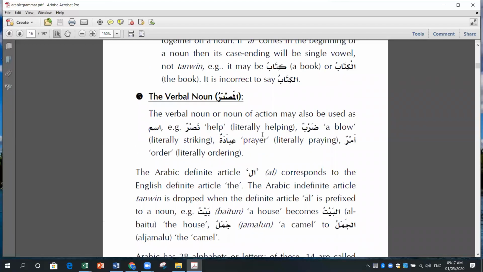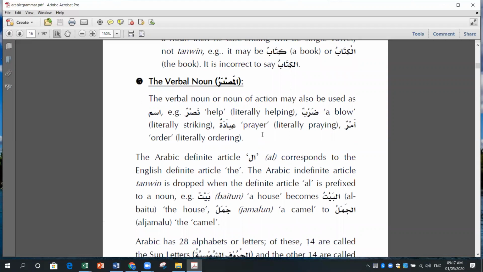Masdar, the verbal noun. This is also a category of noun which we had already discussed. They have mentioned it separately, but I think we can take it over there. I'll just introduce it to you. Verbal noun or the noun of action may also be used as ism. For example, help. Rahila, help. You understand what it means?